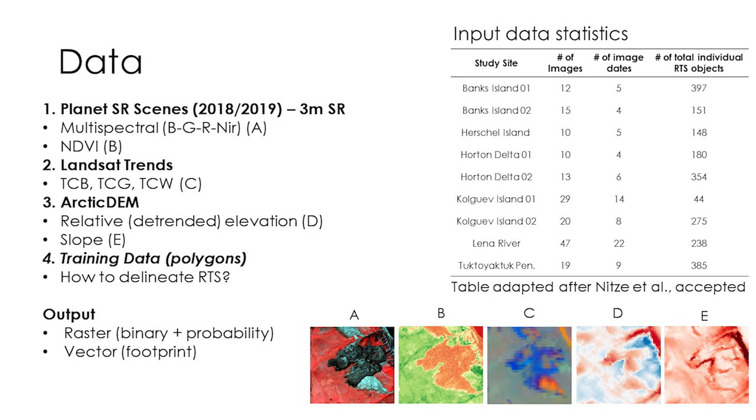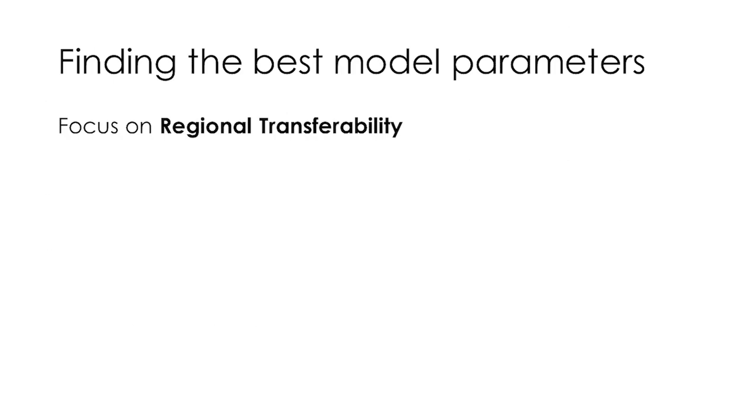And here in this table, you see the statistics. We used over 200 images, way more than 1,000 digitized thaw slumps. And the images are later even split into a lot of small tiles. On the next slide, you get a bit more technical insight into the model and how we used it.